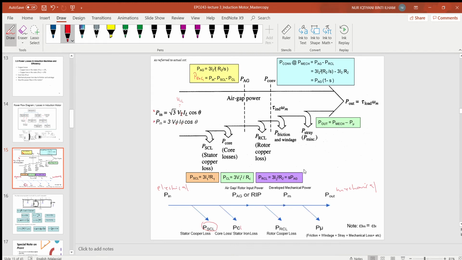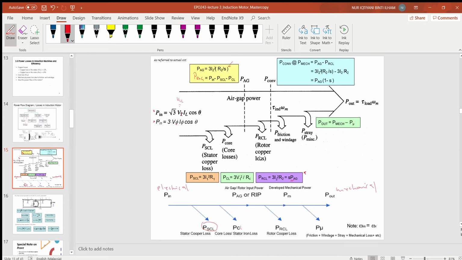Next is the P rotor copper loss. The equation is 3 times I2 squared times R2, or it can be simplified as S, the slip, times P air gap. Why S times P air gap? Because if you look at this formula, it's actually a simplification.